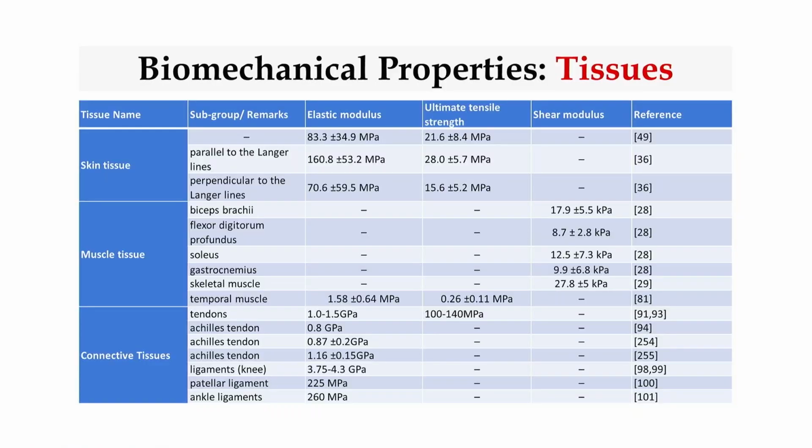That also you can see very clearly along the Langer lines, 28 plus minus 5.7 megapascals, perpendicular to the Langer lines 15.6 plus minus 5.2 megapascals, right? Shear modulus, how this skin tissue behaves in shear is not very well defined. So what I'm trying to indicate here is shear modulus, if it is not well defined, and if you're a researcher interested in understanding skin further, this is an area you may work on, right? So that's what the indications are.